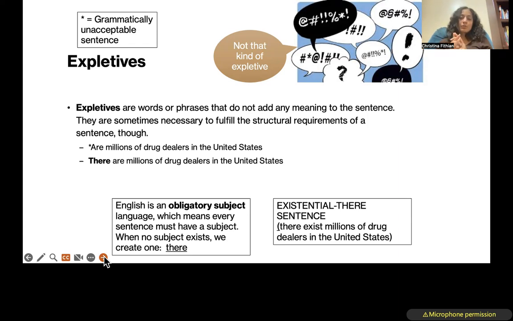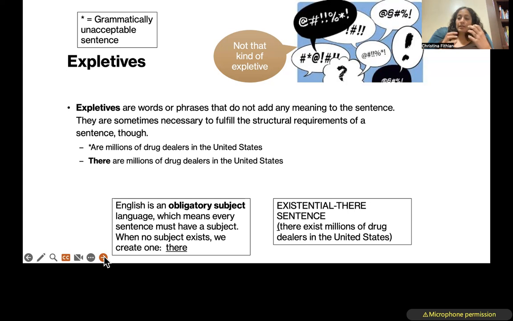Expletives are words or phrases that don't add any substantial meaning to the sentence. So when you think about this with respect to swear words or profanity, these words don't exactly add any necessary meaning to the sentence. They do express the ideas and opinions and emotions of the speaker, but they're not actually adding any real meaning to the sentence. Sometimes expletives are necessary to fulfill the structural requirements of the sentence. And that's the aspect that I want you to focus on about expletives.